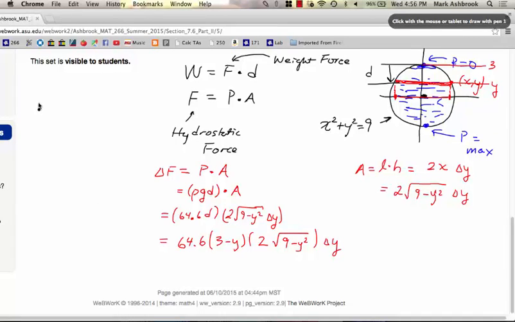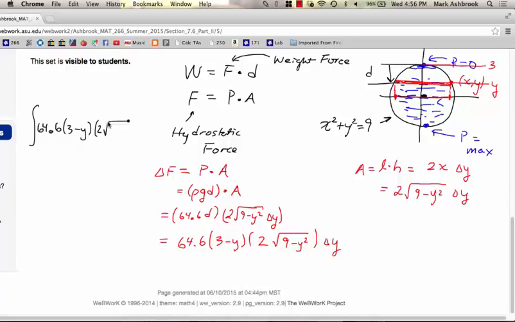Okay, so we're ready to set it up, and all that's left is the limits. So we got 64.6 times 3 minus y times 2 times the square root of 9 minus y squared dy. Okay, now the limits. From what to what? So now this is y. What is y? Y goes from? Yeah, so this lowest slice here would be -3 up to 3.